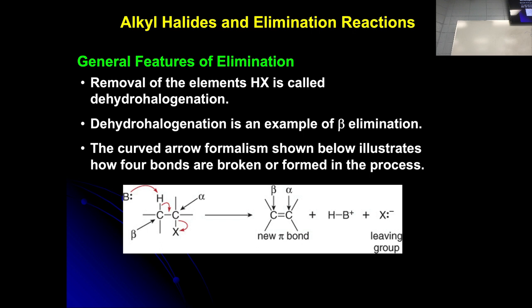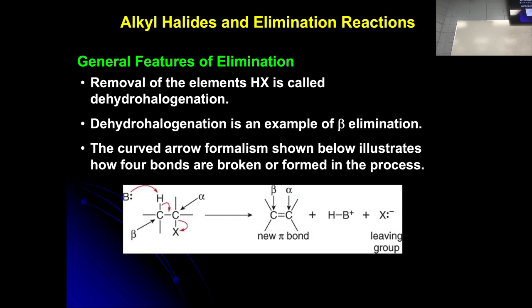Okay, so you can make alkenes from alkyl halides if you have a base that can come in and remove the hydrogen and eliminate the halide. Notice that where the halogen is, we call that the alpha carbon, and everything that's attached to that must be beta. So we call this beta elimination. It's the elimination of a hydrogen and a halogen from a molecule.